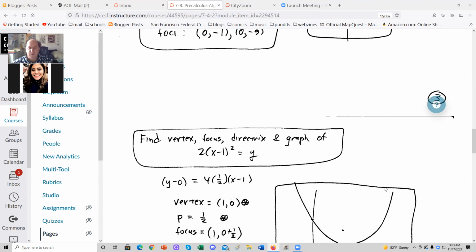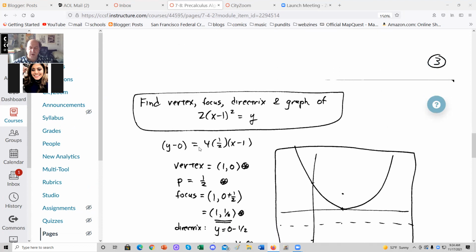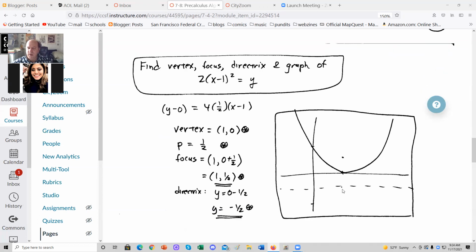Here we have vertex, focus, directrix, and graph of 2 times x minus 1 squared equals y. So this is y minus 0 equals 4 times a half of x minus 1 squared. The vertex is at 1 by 0, right there. P is a half, so you go up a half to 1 by a half for the focus. Go down a half to y equals negative a half for the directrix, and here is the graph.